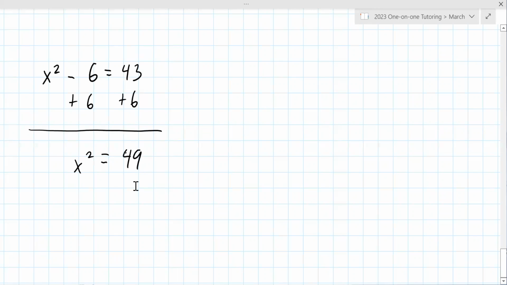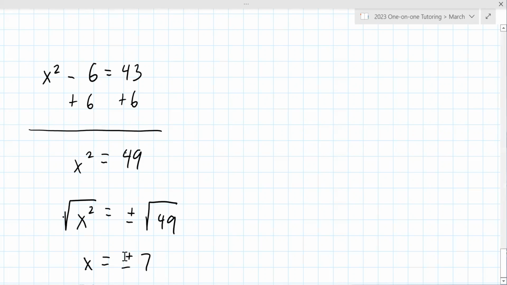What is the next thing to do here that we've been doing in every single problem? And then you square root it. Square root both sides. Good. Plus or minus the square root of 49. And the square root of 49 is 7. So what are your two answers? Yes, there's two answers. So 7 and 7.